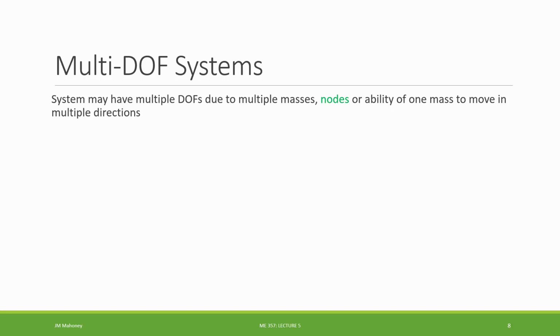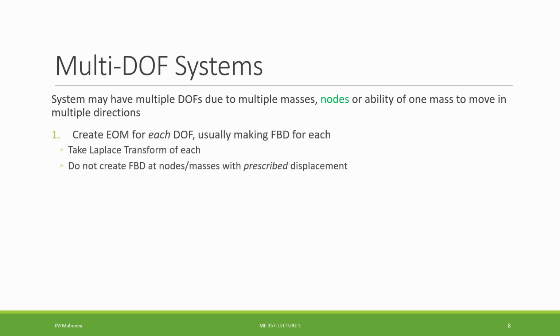A node is going to be treated as just a massless and inertia-less connection point, whereas a mass, as the name implies, can have mass, and if it's rotating, could have inertia. So what are the steps we want to take in multi-degree of freedom systems? Well, pretty similar to what we did for single degree of freedom systems. For each degree of freedom we have, we're going to create a free body diagram, and from that free body diagram, be able to get an equation of motion.